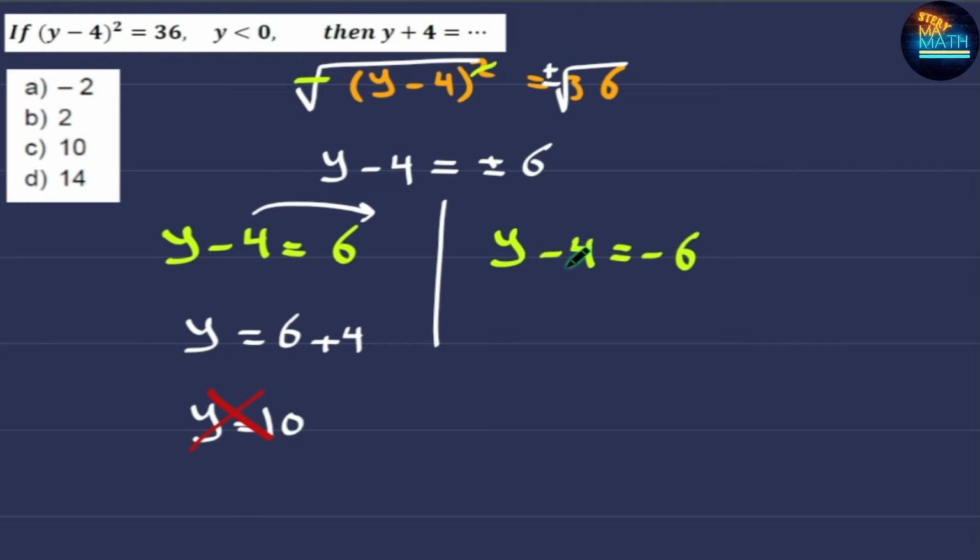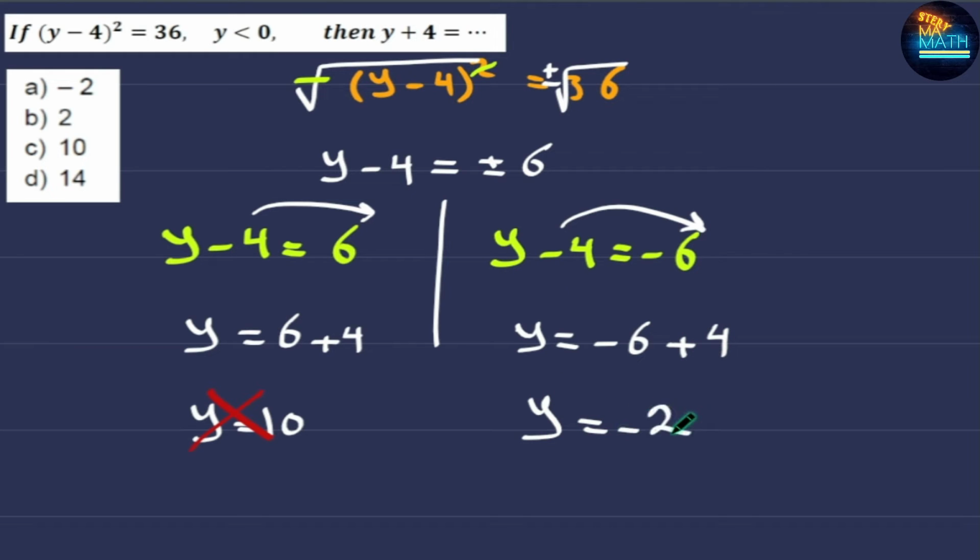And on the other side, you have y minus 4 is equal to negative 6. Moving negative 4 to the other side in the opposite sign, you get y is equal to negative 6 plus 4, which is equal to negative 2. And this number is accepted as long as y is negative. And the question is, what is the value of y plus 4? Substituting y with negative 2, you get negative 2 plus 4 is equal to 2.